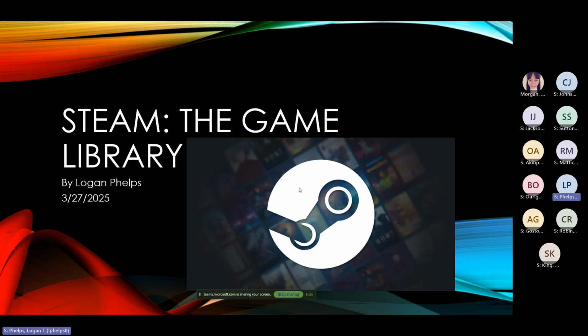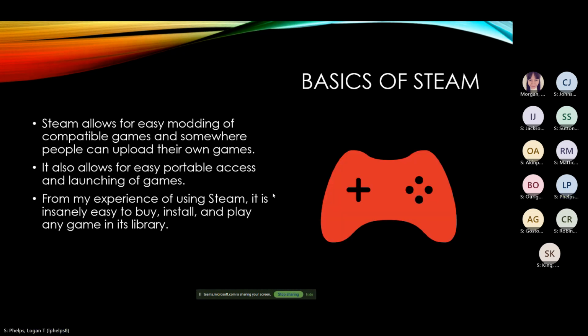Now, Steam has a workshop that allows for easy modding of compatible games, and also acts as somewhere that people can easily upload their own indie games. Steam can also be downloaded onto any computer and allows for easy access to your own personal library of games from whatever computer you're on. It is insanely easy to buy a game, install it, and then play it on whatever computer.